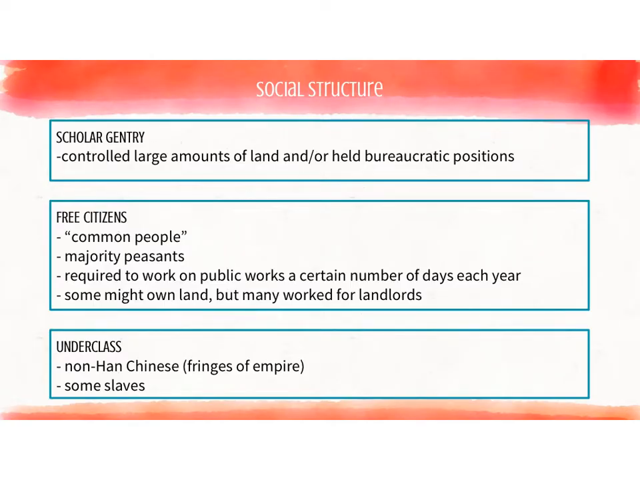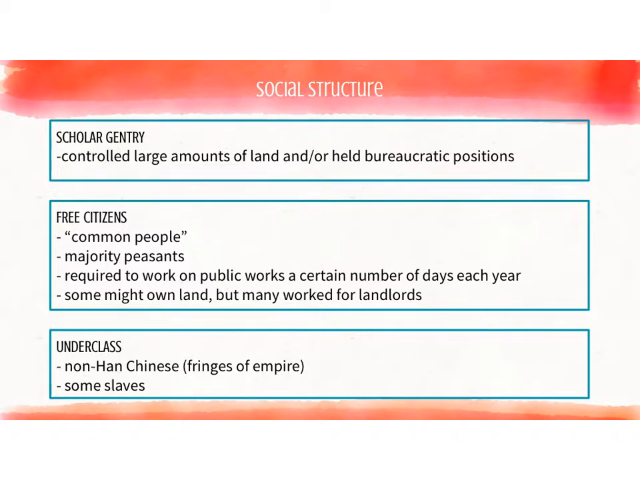And so when we're talking about the Han Empire in particular, this is the social structure that existed at that time. So at the very top, of course, you have the emperor. He's not listed on this slide, but you know that the emperor is obviously at the very, very top. The top social class that comes next is sometimes referred to as the scholar gentry. This is a group of people that controlled large amounts of land. They weren't doing the farming directly, but they owned the land, and or they held positions within the bureaucracy.